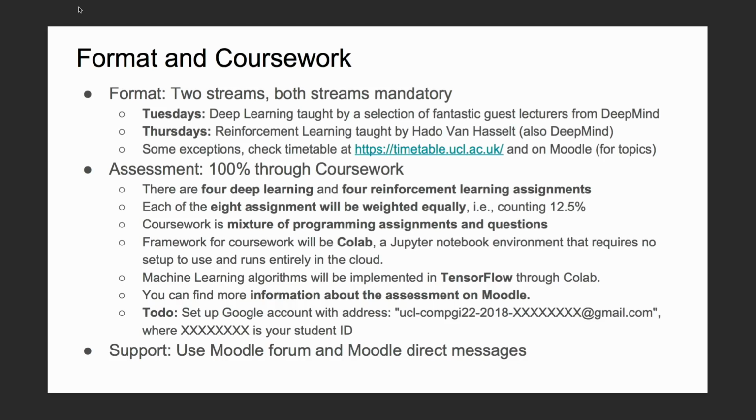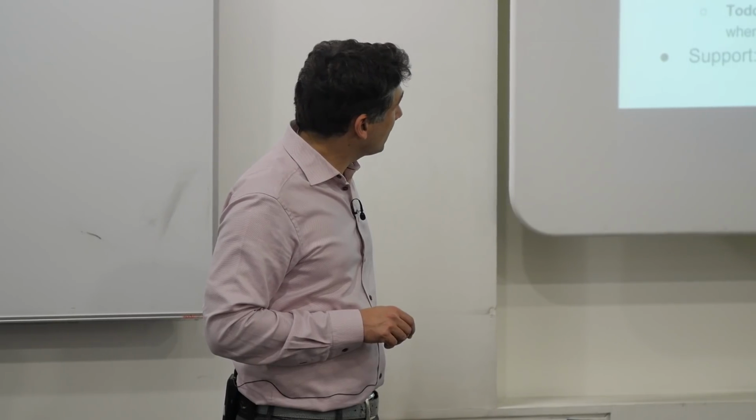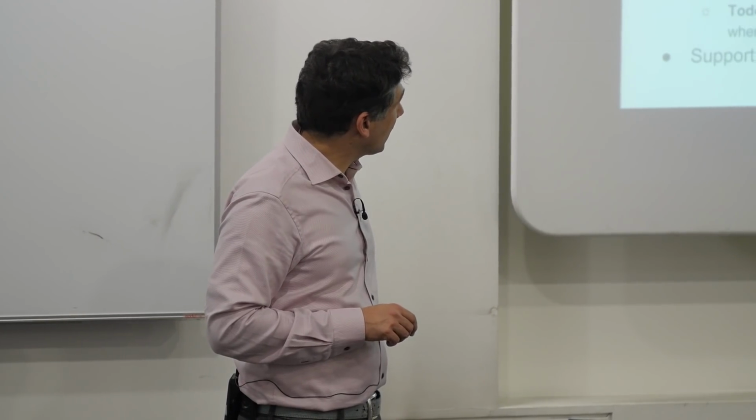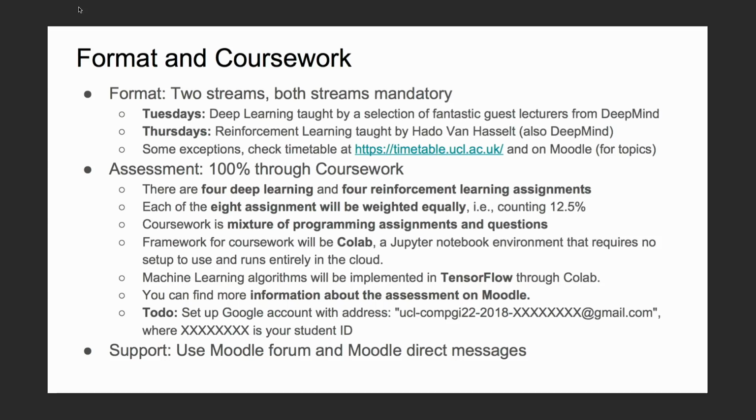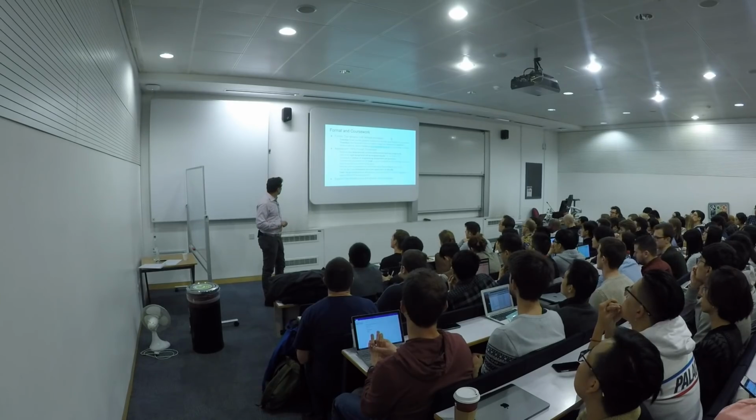One thing that we needed to do in order to set up these Colab resources is that we whitelisted a bunch of email addresses with the Colab service. In order to use that, we would like to ask you to create a Gmail account or Google account with this format, UCL CompGI 22 2018, and the X's represent your student ID. We've pre-whitelisted those so that if you register this account, you will get access to the Colab service. Also, we thought it would be nice if you have a fresh account for this that you can use.